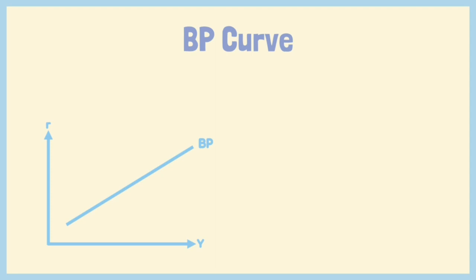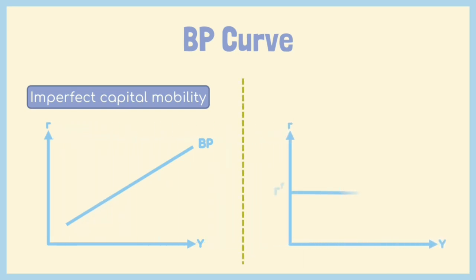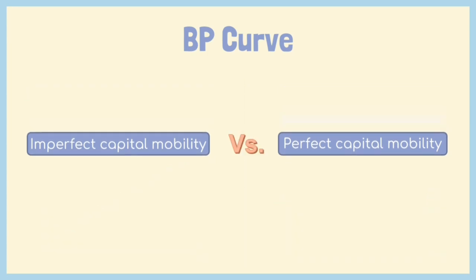Earlier, we saw that the BP curve is typically upward sloping. And this is because we have an assumption of imperfect capital mobility. However, there is also a special case where the BP curve is a flat line. This is because we have an assumption of perfect capital mobility. Then, what do these two assumptions mean?